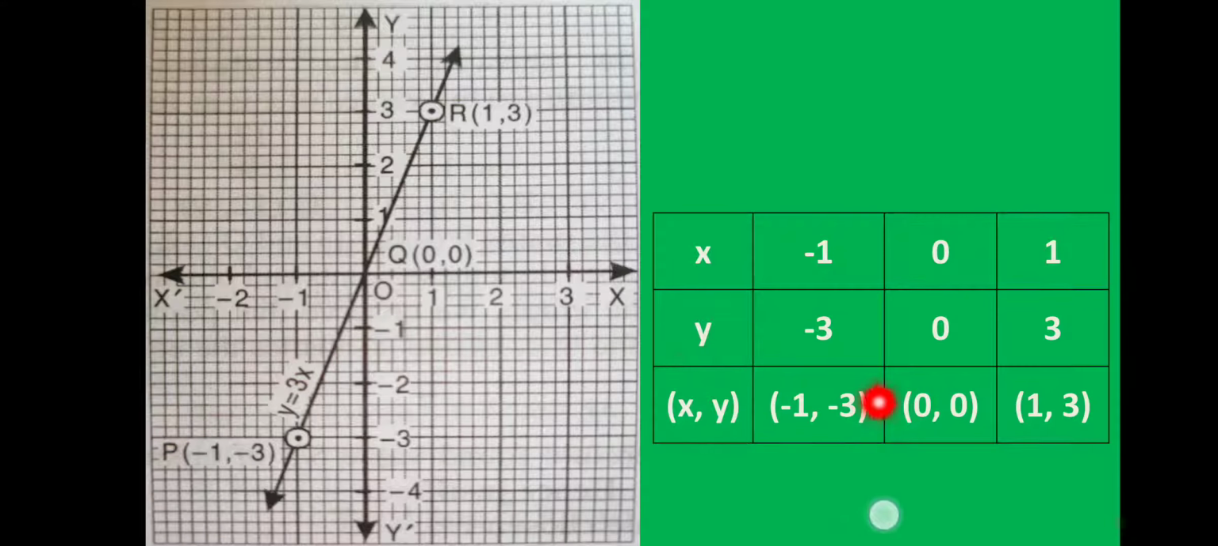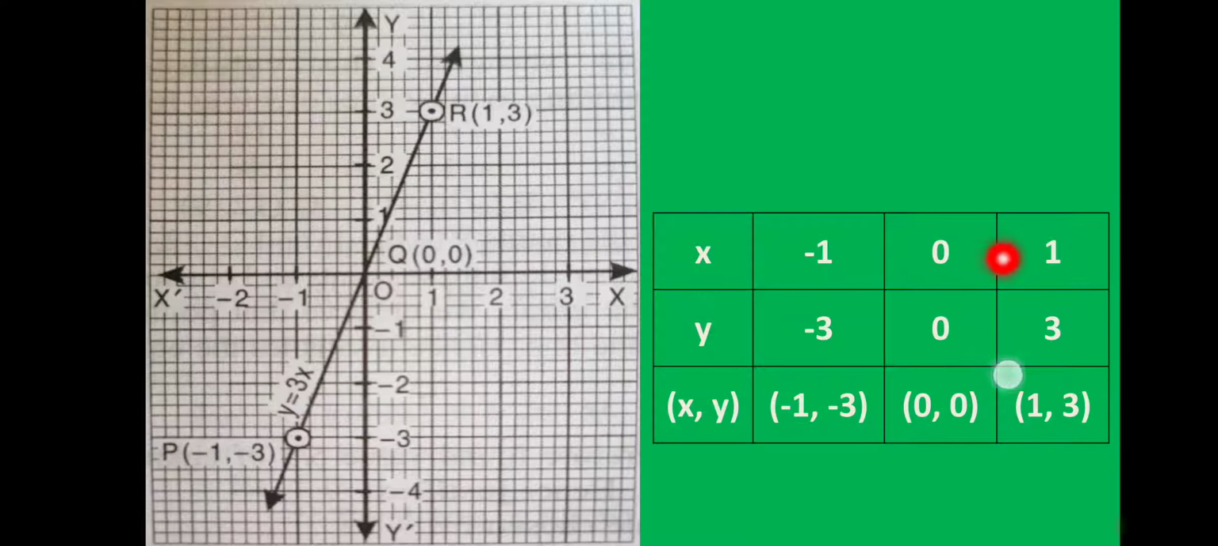Next, the second point is 0 comma 0, that is the origin O, the intersecting point of x and y. So it is O, 0 comma 0. Okay, so our origin's coordinates are always 0 comma 0.